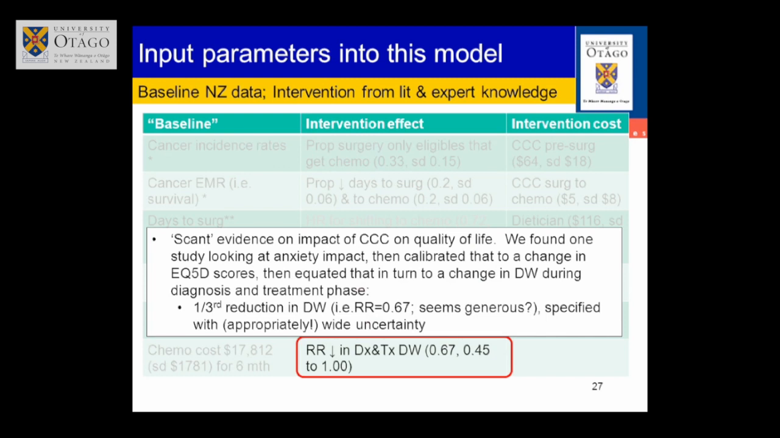Now, really scant evidence is the effect on quality of life of a care coordinator. We found one study that used something called the Zung anxiety scale, and then we were able to find literature that used both the Zung anxiety scale and the EQ5D, transfer the Zung change to the EQ5D, and then we use various mechanisms developed by our colleagues at the University of Queensland to transfer that to a change in a disability weight. And it turns out that we think there's a 33% reduction in your cancer disability weight, which is pretty large, but anyway, 33% with wide uncertainty, again from 0.45 to 1.